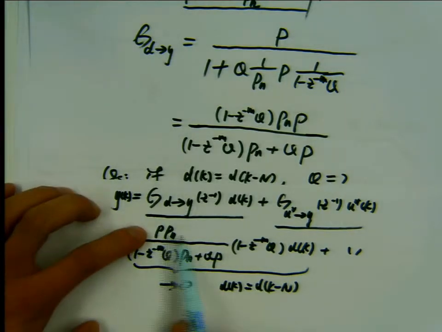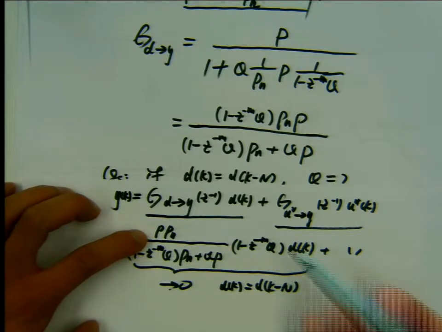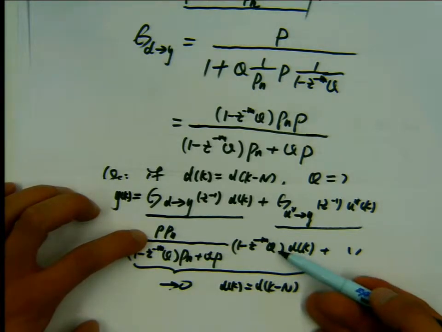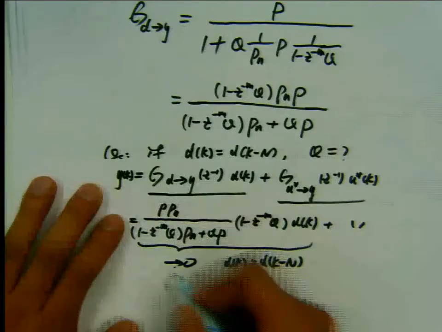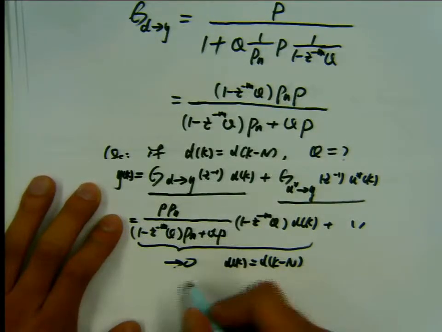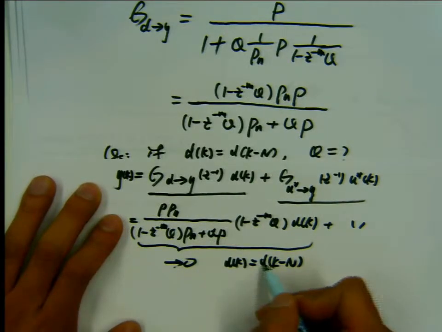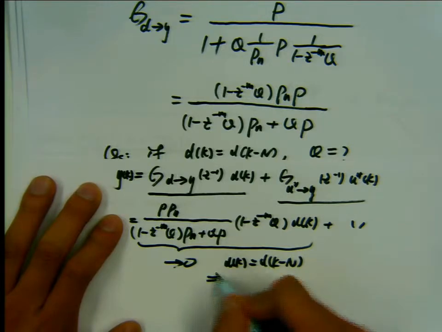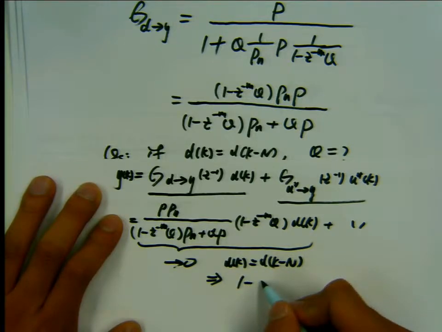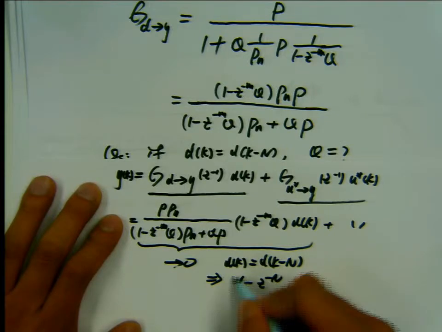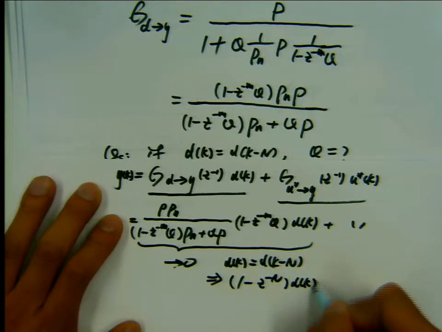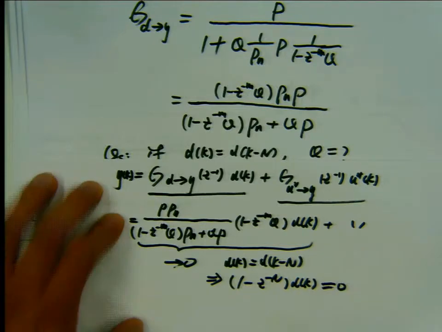These guys, P and Pn, probably we don't have much design freedom here. We have the design freedom for Q. Now, recall what you learned earlier in repetitive control. If dk equals dk minus N, then we have (1 minus z to the negative N) dk equals what? Goes to what? 0. Okay?